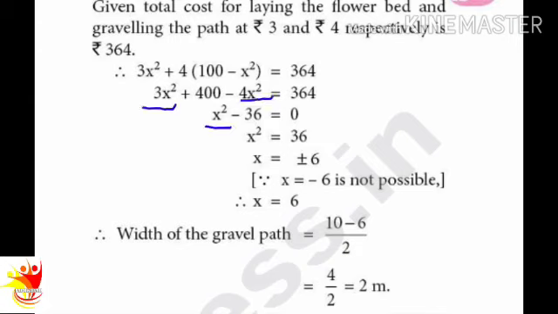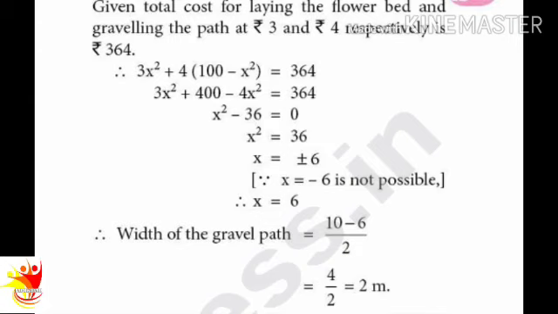3x squared minus 4x squared, we get minus x squared. 400 minus x squared equals 364. Therefore, we simplify: x squared minus 36 equals 0. x squared equals 36. x equals square root of 36, plus or minus 6. Minus 6 is not possible. Therefore, we get x equal to 6.